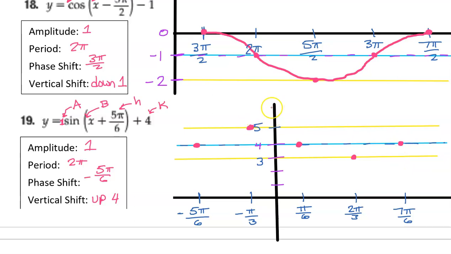Notice how I ignored the y-axis just then. It's not one of the 5 marks. So I go straight from negative pi over 3 to pi over 6. A common mistake is to try to put a dot on the y-axis. That would be wrong. So the function is going to look something like this.